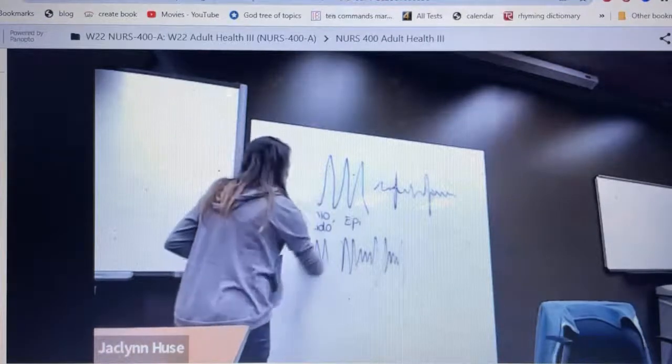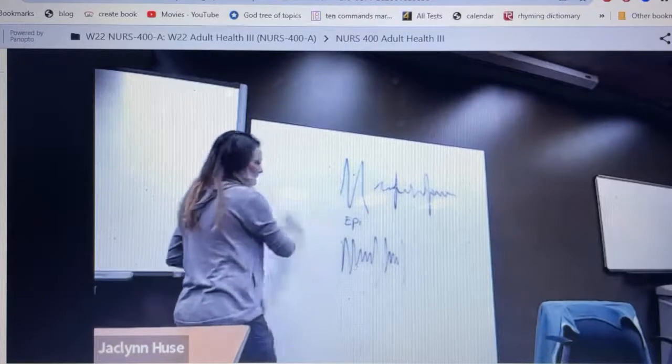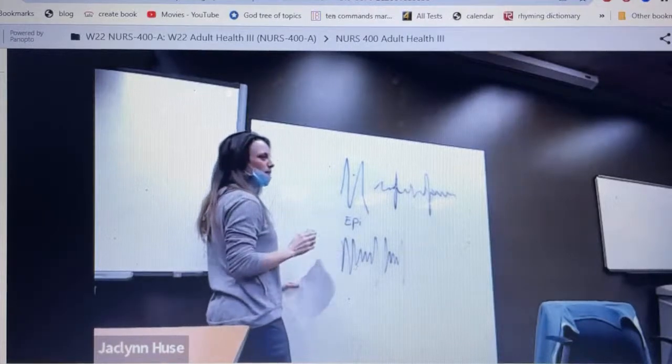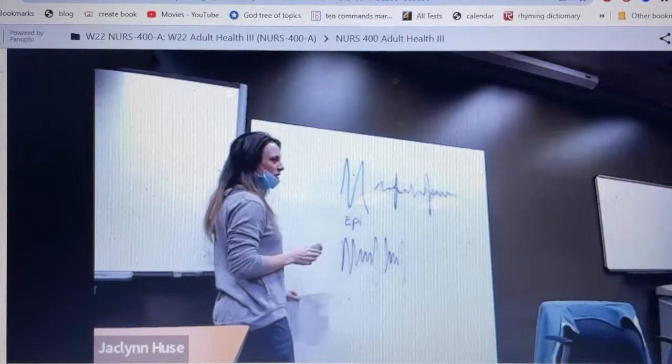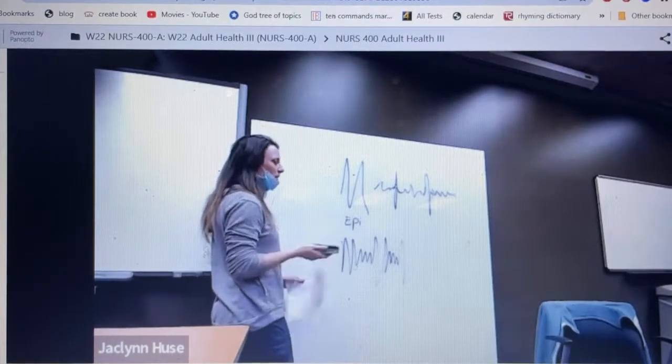I'll say smooth. When in doubt, epi is a good choice if it's a life-threatening rhythm and you're not sure about the other answers. If epinephrine's on there and they have something life-threatening, it's a safe bet.